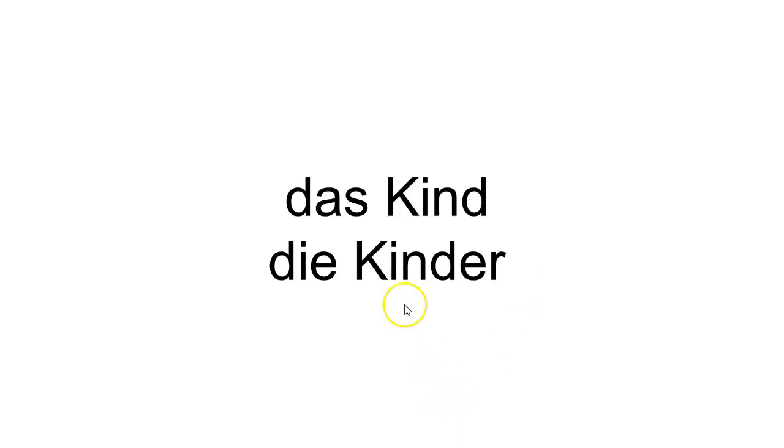Next pattern, add ER to make it plural. Das Kind, die Kinder. And you'll probably recognize Kinder from the English word kindergarten, which of course comes from German. So Kinder, meaning children. The child, the children. Das Kind, die Kinder. Ein Kind, zwei Kinder. One child, two children.